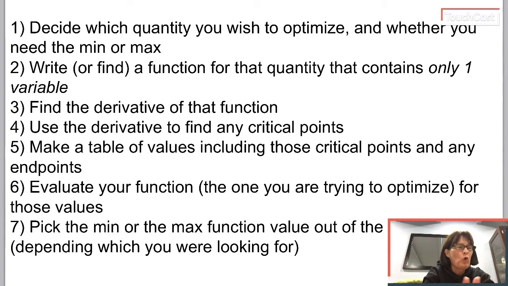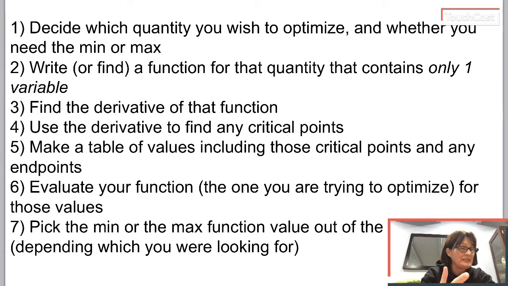Once you decide the quantity you're trying to optimize, you need a function for it. And this only works if we're talking about functions in one variable. So sometimes there's some creative algebra you'll have to do to make it so your function has only one variable. We're going to use that function to find critical points, because that's what we have to check. We're going to have to check endpoints and critical points.